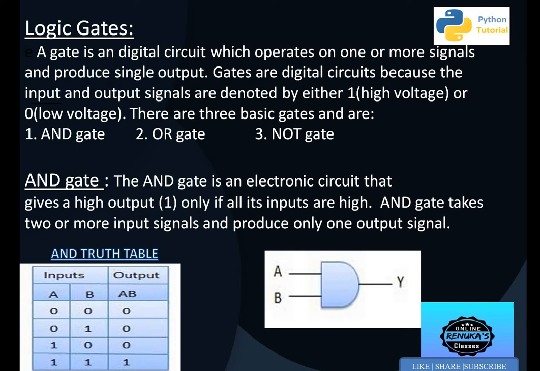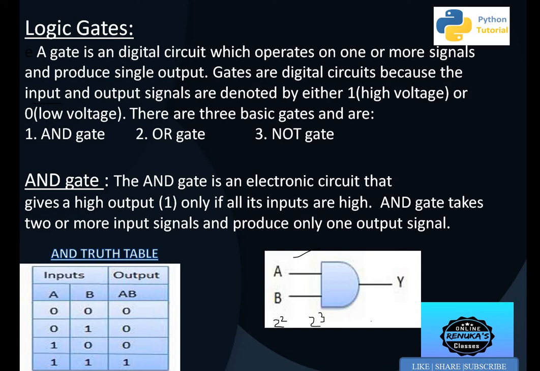AND gate. This is the symbol of the AND gate, with two inputs and one output. It is not always necessary that there will be two inputs; 3 can be there, 4 can be there, depending on your requirement. The number of combinations can be decided with the help of the number of inputs. If two inputs are there, like A and B, then 2 raised to power 2, that is 4 combinations. If 3 inputs are there, suppose A, B, C, then 2 raised to power 3, that is 8 combinations.